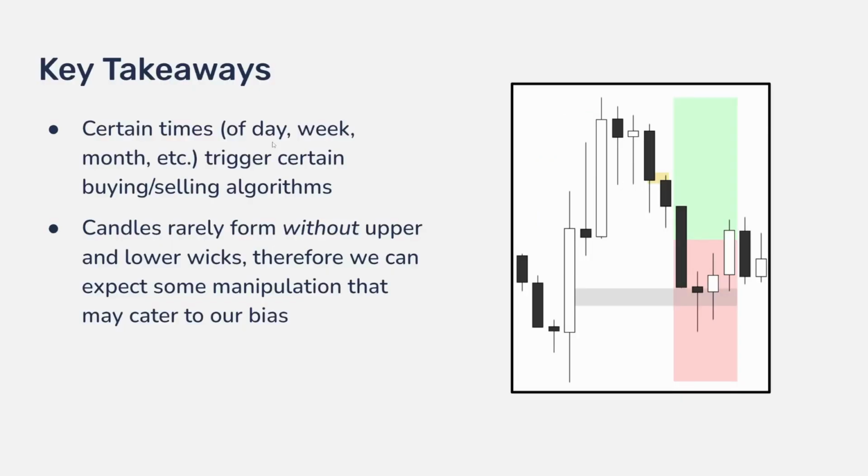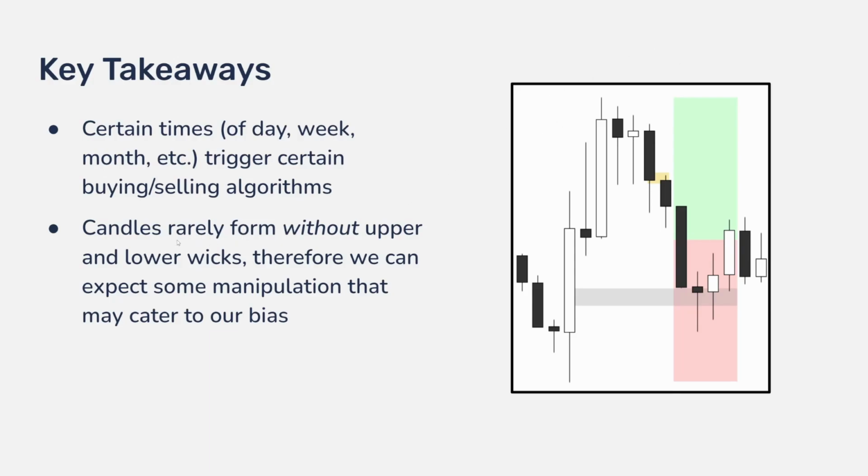So some key takeaways from this are that certain times can trigger certain buying and selling algorithms. In this case, we're looking at certain times of day, but it could easily be translated to times of the week, times of the month, etc. And that's extremely relevant when talking about market maker buy or sell models, which I made a video on a couple weeks ago. I'll link that in the top right.